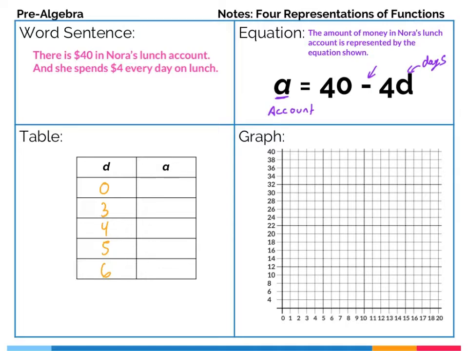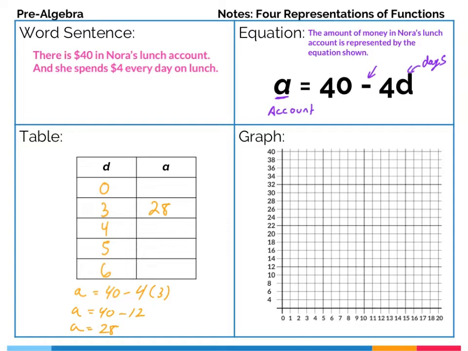So now that I've selected points, I need to substitute them in. So remember to substitute them. We're going to have A is equal to 40 minus whatever point that we're going to plug in. I'm going to choose 3 for this example, but we could have chosen any one in our graph. We're going to have to choose all of them eventually anyway. So I've got A equals 40 minus 4 times 3, which is 12. And 40 minus 12 is going to give me 28. So I know that for 3 days, she's going to have only $28 in her account.